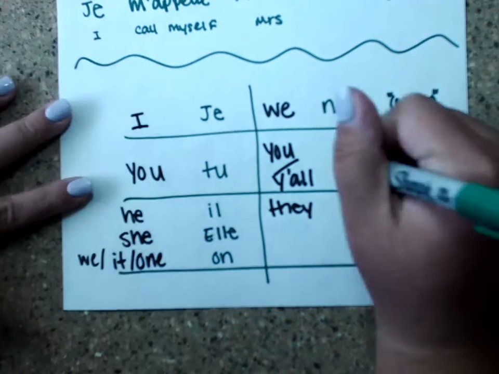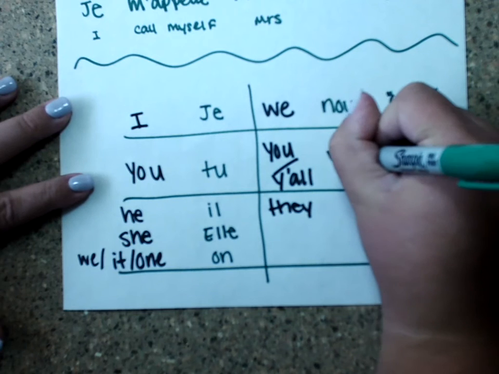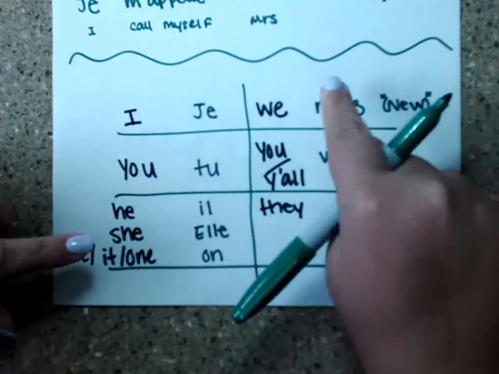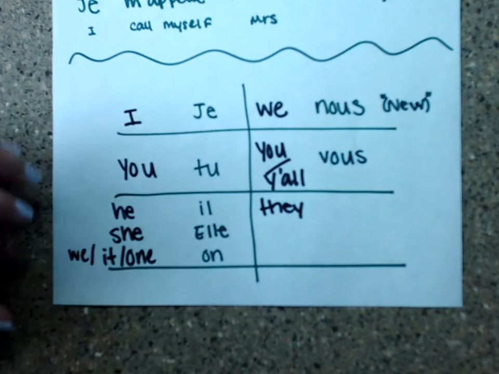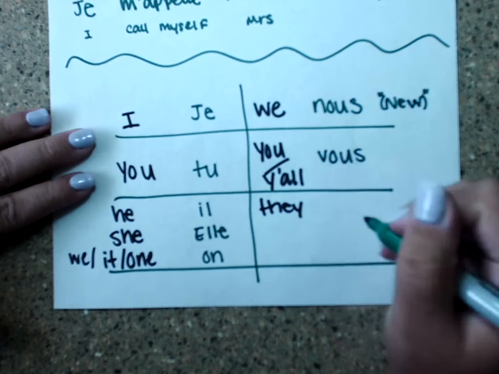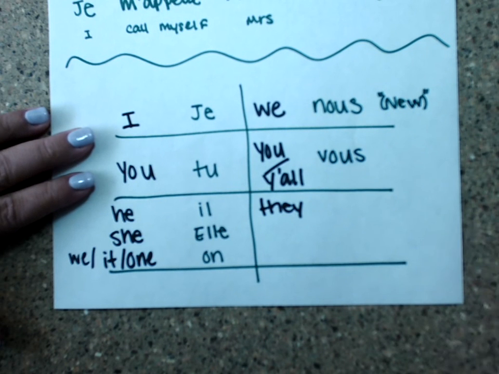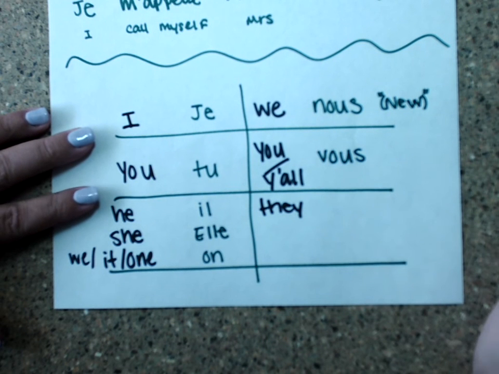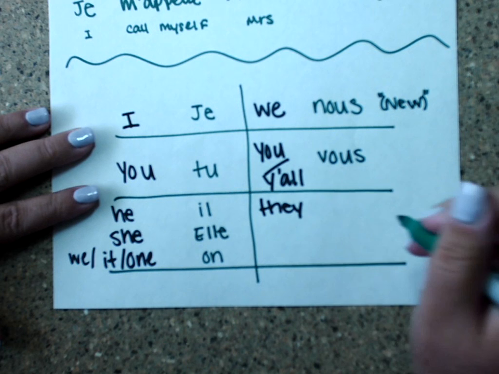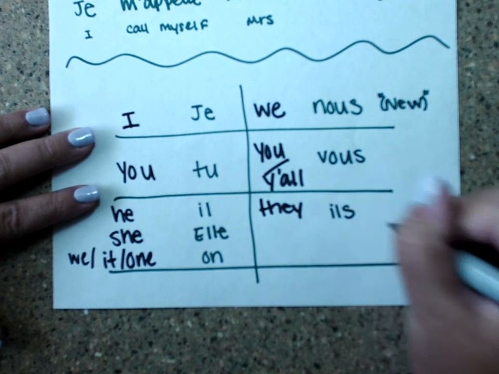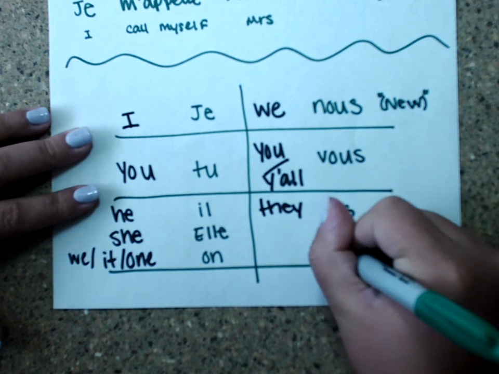So nous. Then we have vous. Same pronunciation, just with a V. And lastly, they. Now, for they in French, there are two different forms. There's one for boys and one for girls. So the boys are il and the girls are elle.